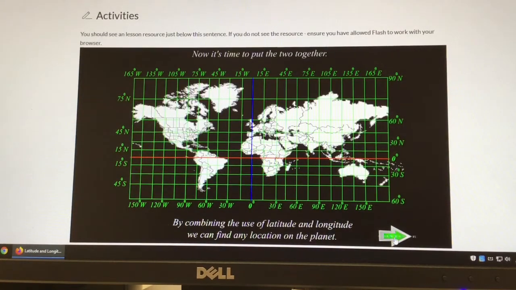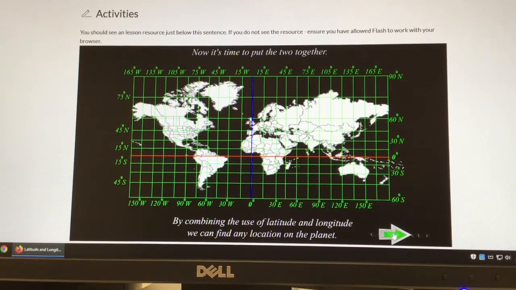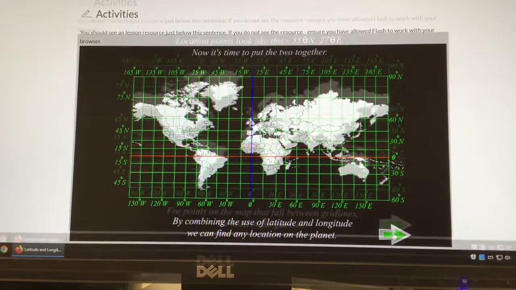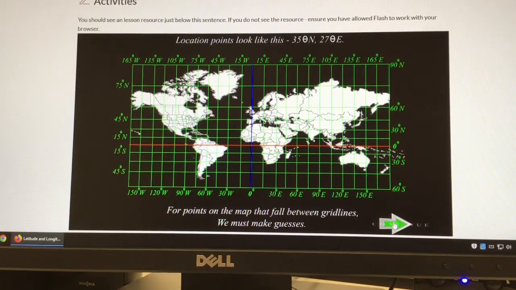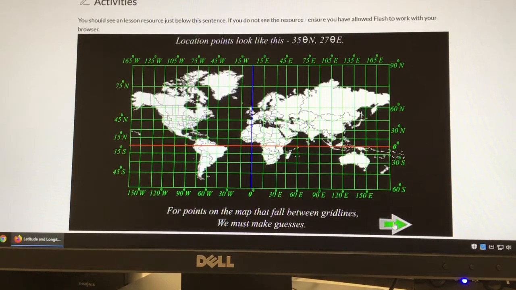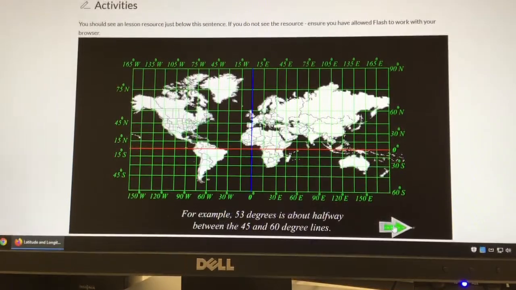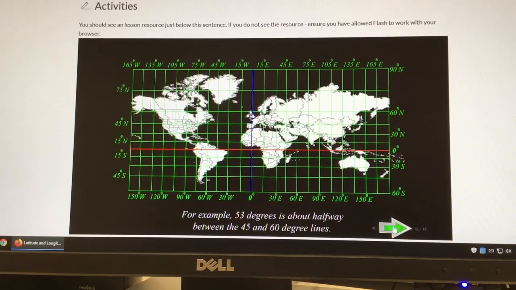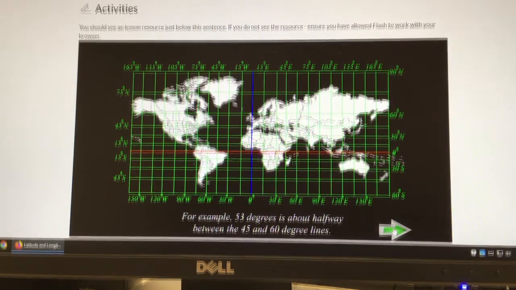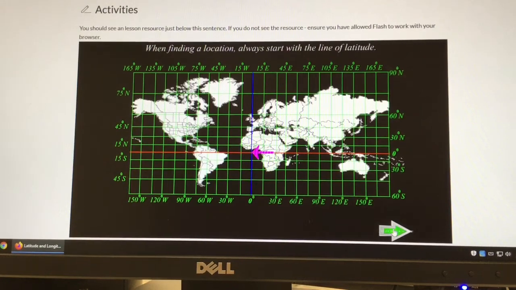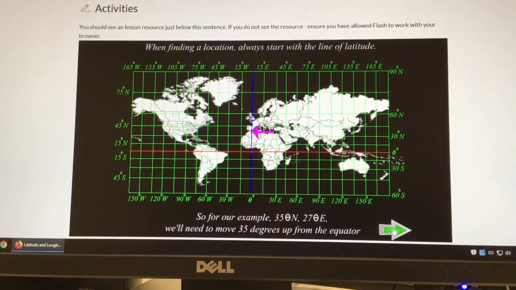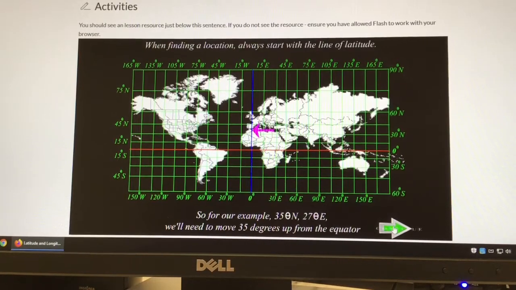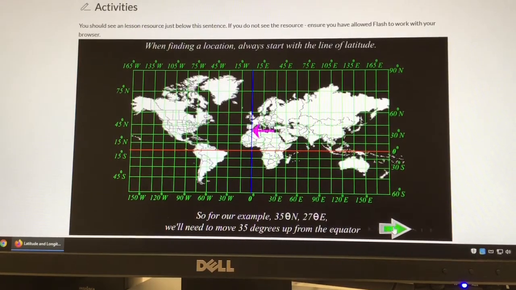Now it's time to put the two together. By combining the use of latitude and longitude, we can find any location on the planet. Location points look like this: 35 degrees north and 27 degrees east. For points on the map that fall between grid lines, we must make guesses. For example, 53 degrees is about halfway between the 45 and 60 degree lines. When finding a location, always start with the line of latitude. So for our example, 35 degrees north, 27 degrees east, we'll need to move 35 degrees up from the equator.